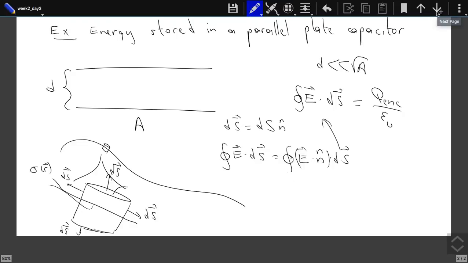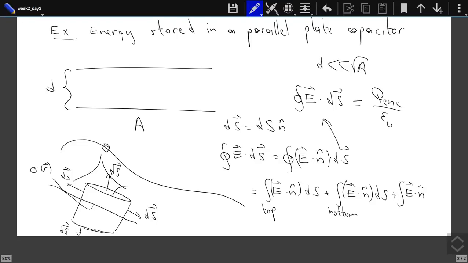Now I can divide this integral into three parts. E dot n times ds over the top, E dot n ds over the bottom, E dot n ds over the sides.